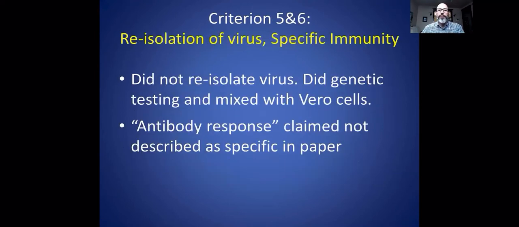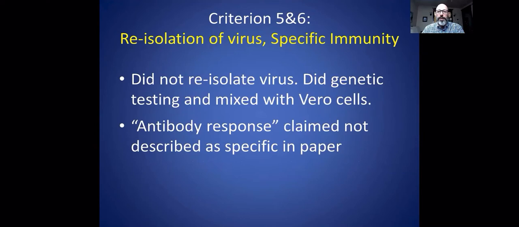So criterions 5 and 6, re-isolation of the virus and specific immunity. They did not re-isolate the virus. Instead, what they did was genetic testing. And once again, they took secretions from those macaques and mixed them with vero cells in culture with antibiotics, just as the original procedure. So there was no isolation in that.